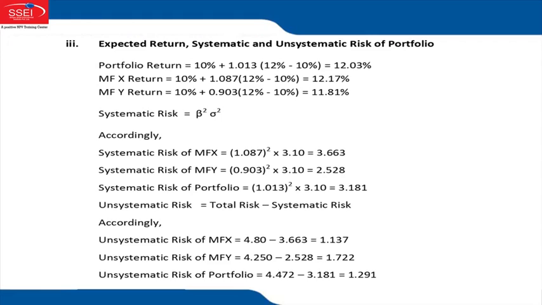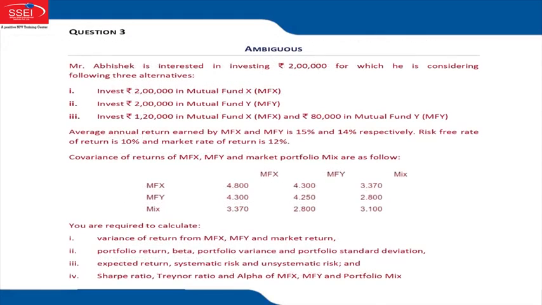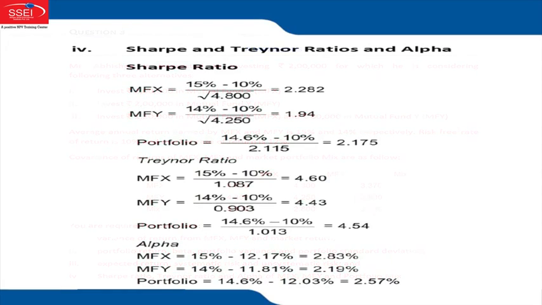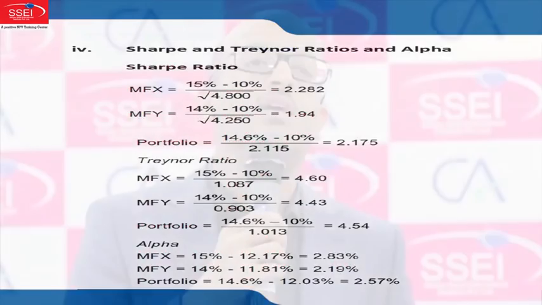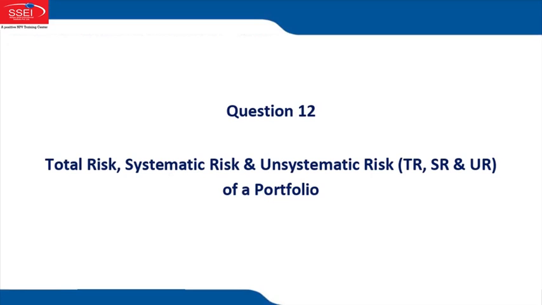So very simple. Fourth question, Sharpe ratio. Sharpe ratio is excess return to SD. Treynor ratio is excess return to beta. Alpha is expected return minus required return, of X, Y and portfolio mix. So please do the question nicely. It's very likely to once again come in the exam. Okay, very important sum. So this is question number 12, the second question on TR, SR and UR of a portfolio. And this has no ambiguity.